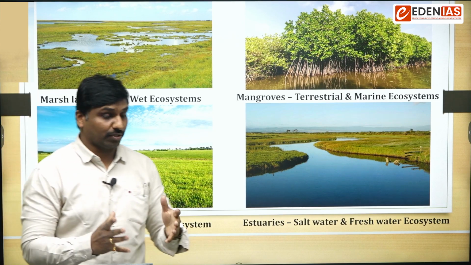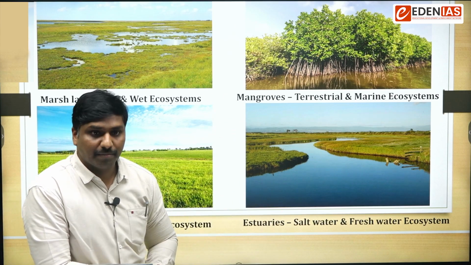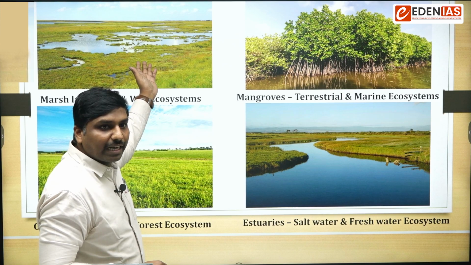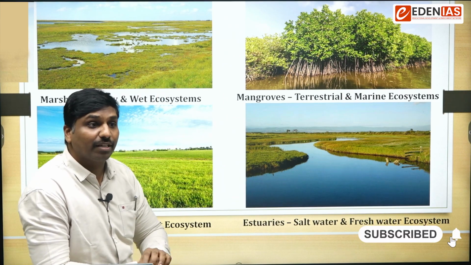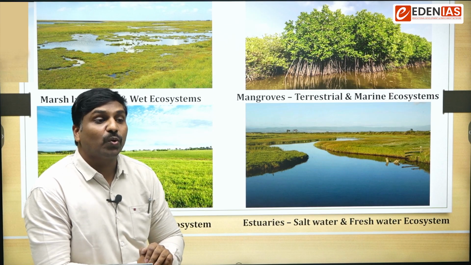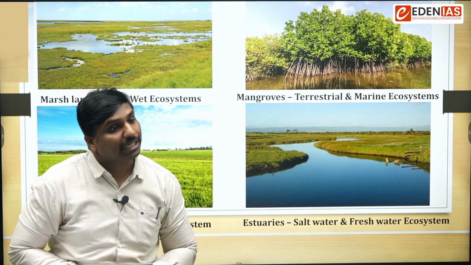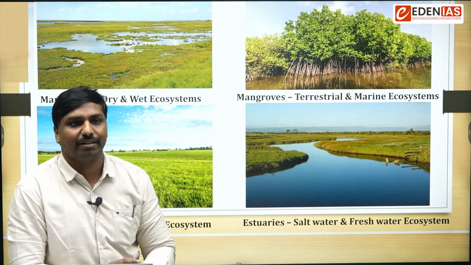Some birds also serve as edge species in wetland areas. And in the mangrove areas you can see crocodiles. So those species which prevail in these ecotones are nothing but edge species. So you think likewise and try to answer likewise.